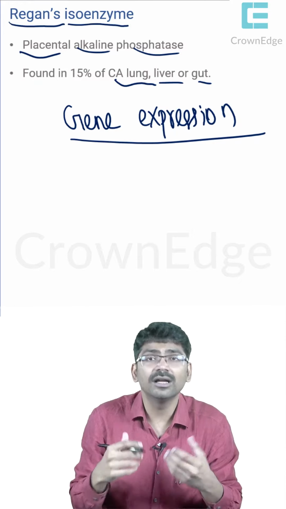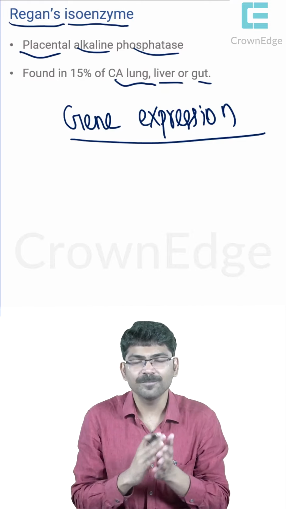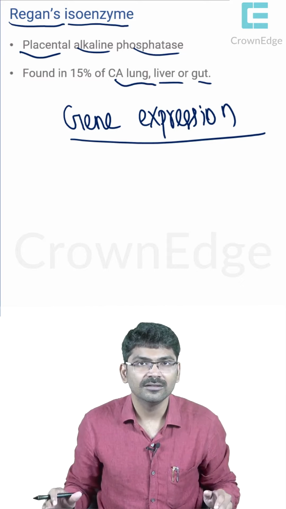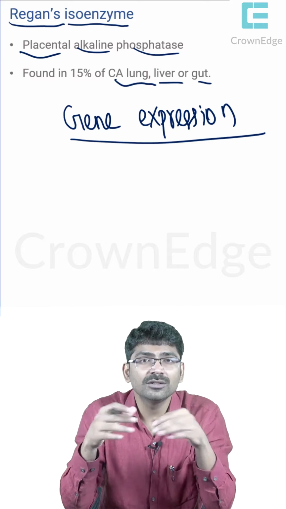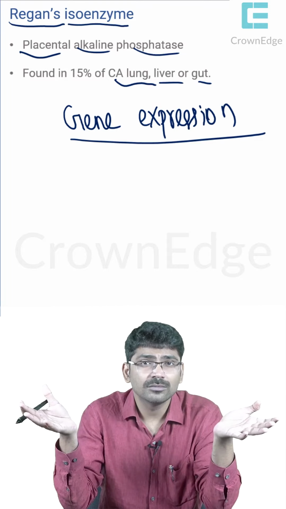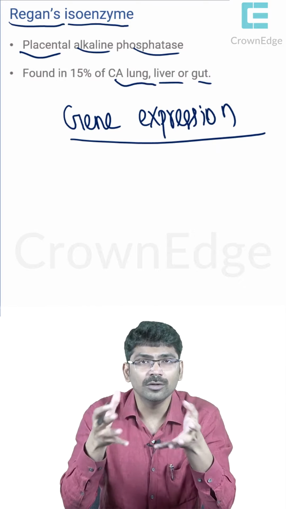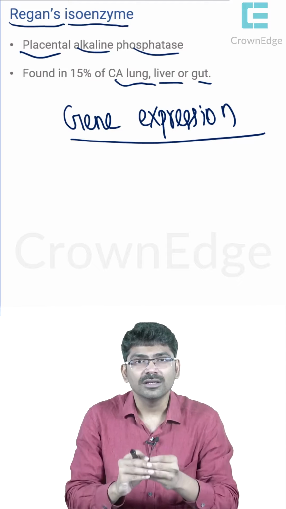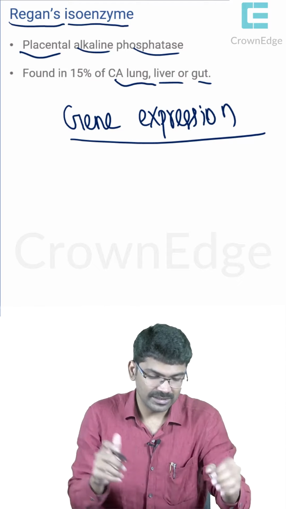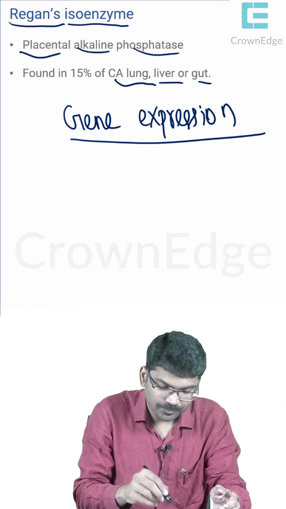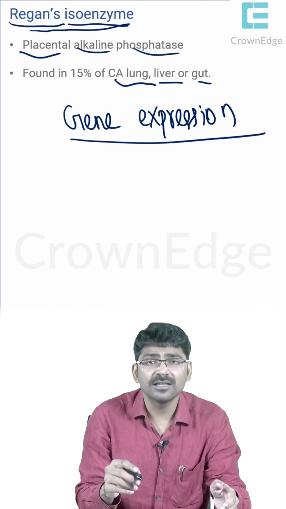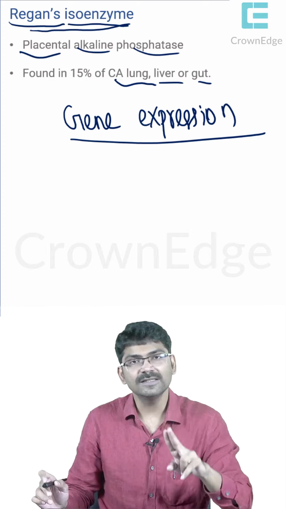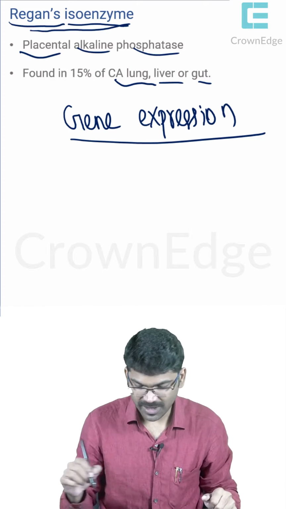So that is regulation of gene expression. In our body, there is a regulation. Whenever there is a cancer, right? Cancer is a condition of chaos. There is full of chaos going on inside the nucleus. So the gene regulation is dysregulated. That is why Regan's isoenzyme, which is nothing but the placental form of alkaline phosphatase, is expressed in these cancers, right?